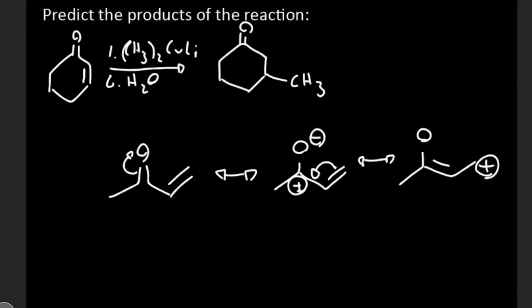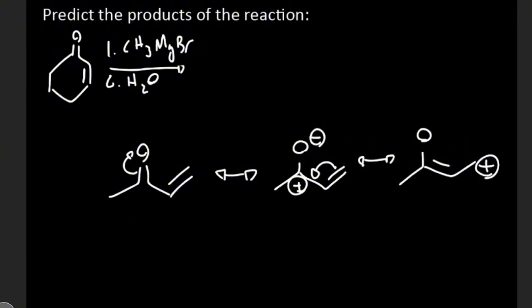Now, let's imagine if we attacked with, let's say, a Grignard reagent. Well, in this case, a Grignard reagent has a really concentrated negative charge. So it's what we call a hard nucleophile. So it's actually going to attack at the carbonyl carbon. And our product will be addition across the carbon-oxygen bond. So we're going to have a product that looks like this.